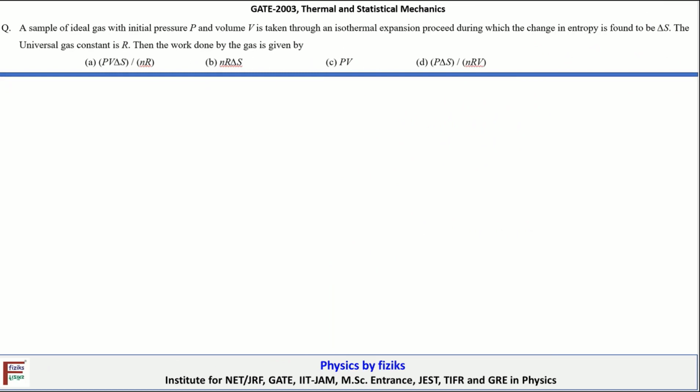So let's take a look at the next problem. A sample of ideal gas with initial pressure P and volume V is taken through an isothermal expansion, during which the change in entropy is found to be delta S. So delta S is the corresponding change in entropy during this process. The universal gas constant is R. Then the work done by the gas is given by.